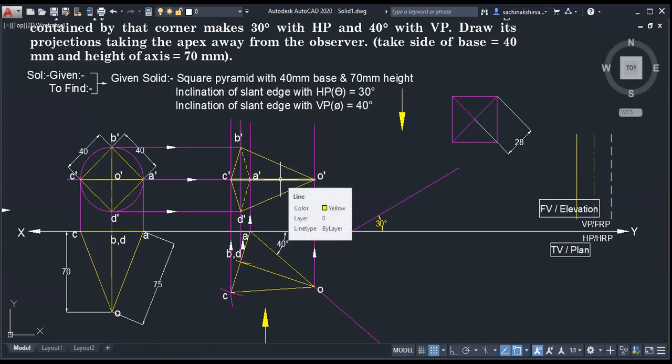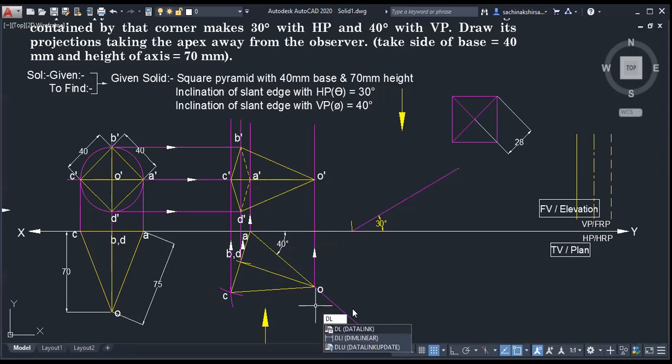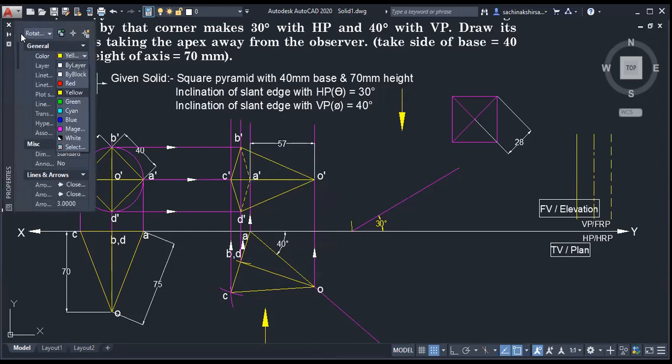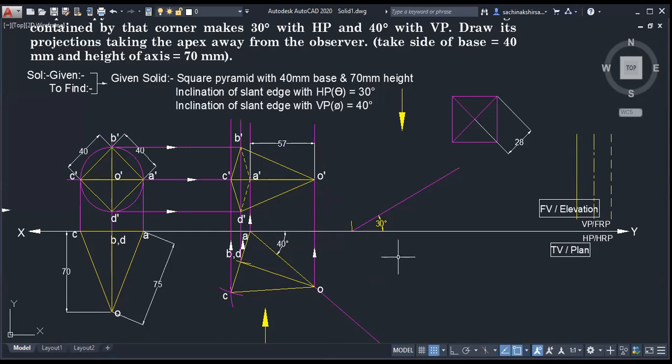A dash O dash, front view of the second stage. Is it remaining 75? No, sir. That is not remaining 75, which means here we have to find beta. Are you getting? Because whatever this 75 length is, it is not remaining 75. It is becoming apparent length, something like 57. So it is necessary to find beta here.